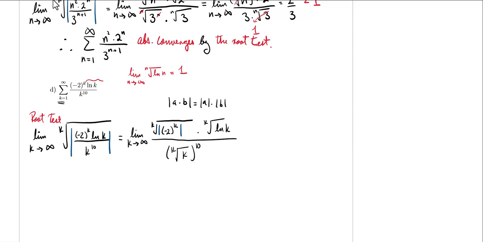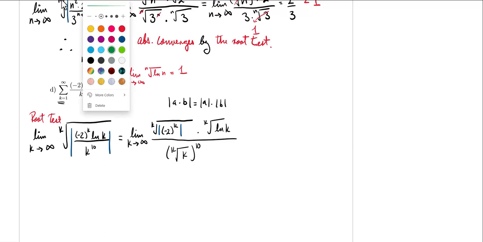Okay, now, for the kth root of the ln k and the kth root of k raised to 10, I did not include any absolute values, because again, those quantities were positive, so it didn't really matter. But the -2 to the k though, well, that one's certainly not always positive, so the absolute value is going to come into play. Now, this is a trick that I encourage you guys to use. I have -2 raised to the k.